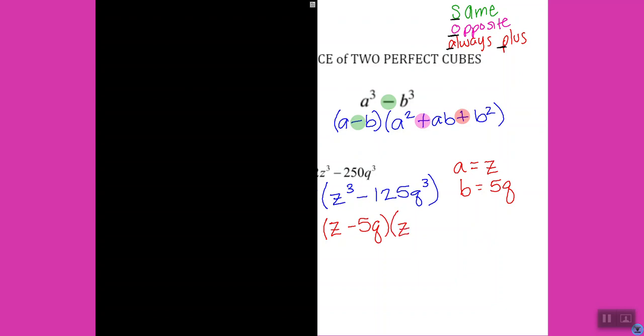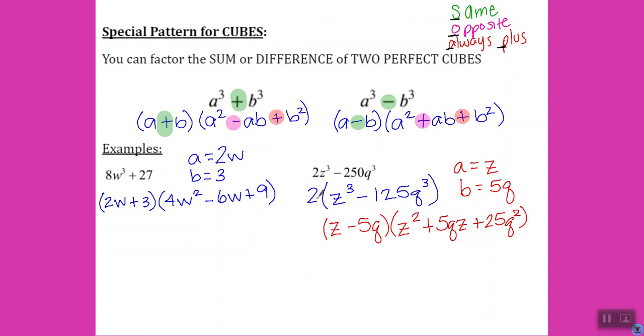A squared would be Z squared plus A times B, so Z times 5Q would be 5QZ or 5ZQ. The order of the letters doesn't matter much. Typically we write them in alphabetical order though. Then plus B squared, we need to square both of these, so 25Q squared. Then that 2 we had out front we'll bring down. So this is for the sum or difference of 2 perfect cubes.